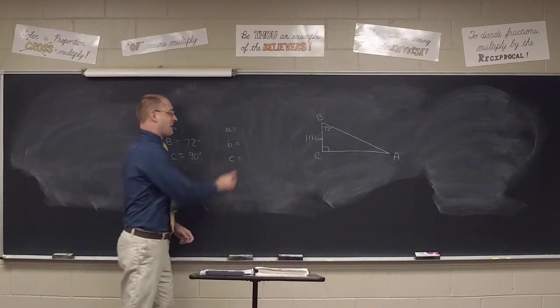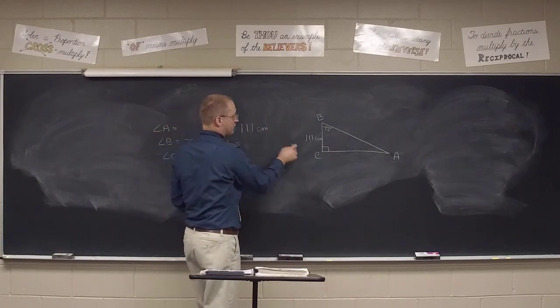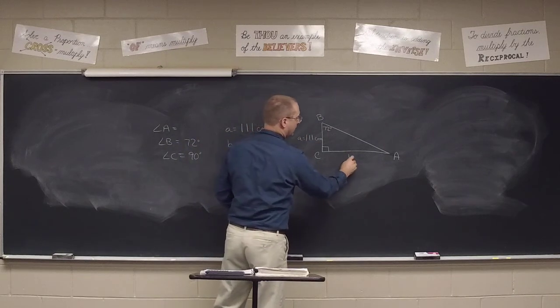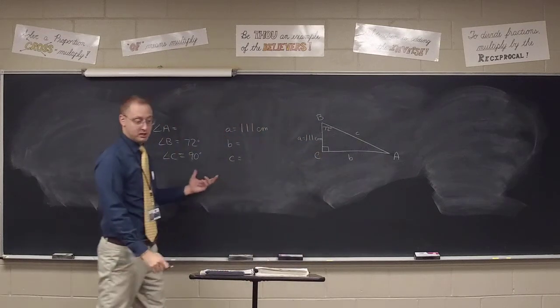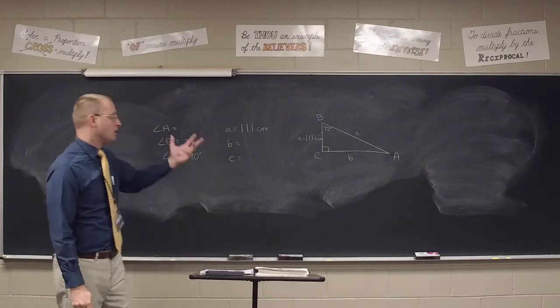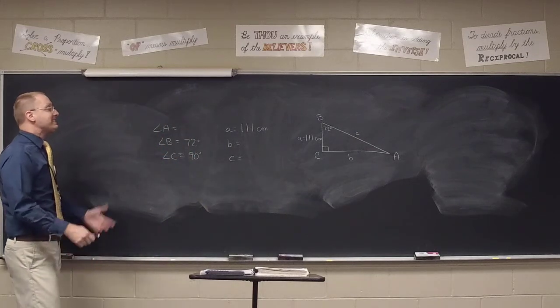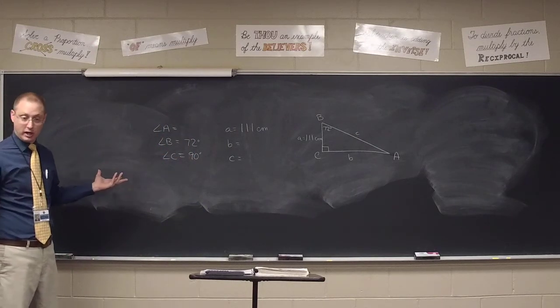It's little a, 111 centimeters. Doesn't hurt to label little a, little b, little c perhaps. I don't think that was done for you here, so doing that yourself is good. Easiest thing to find this time, class, to start out?